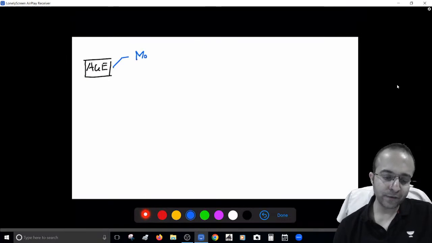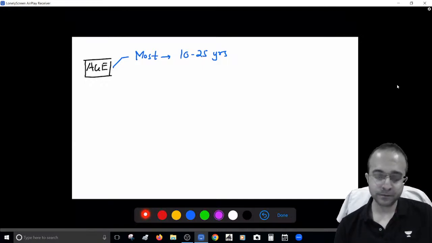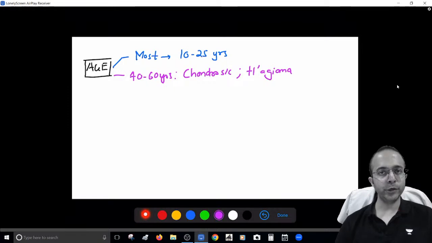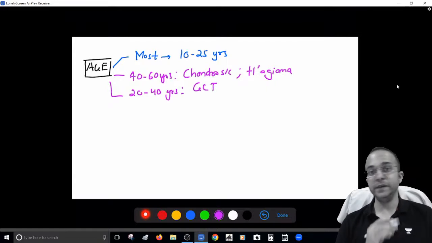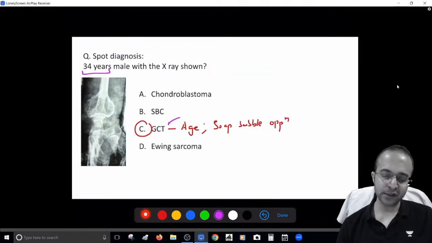Most of the tumors you will find in the growing age, somewhere between 10 to 25 years. There are very few tumors that bar this age. If you talk about the 40 to 60 years age group, remember chondrosarcoma in this age group, hemangioma in this age group. A middle type of age, say 20, 30, 40 years, is where you classically find GCT, giant cell tumor. So look at this age, 34 years, GCT.